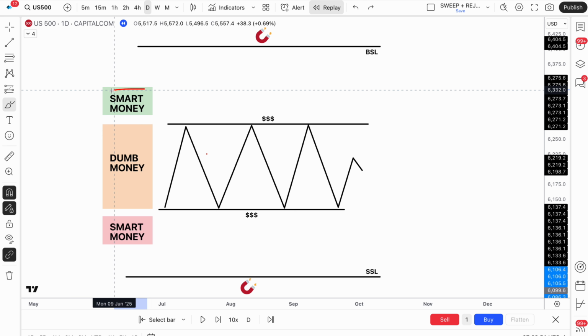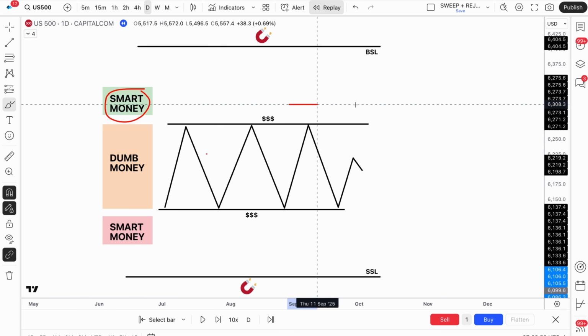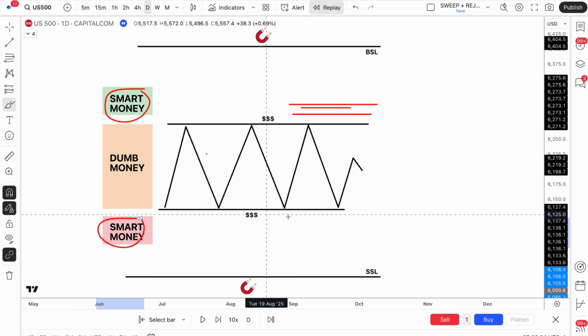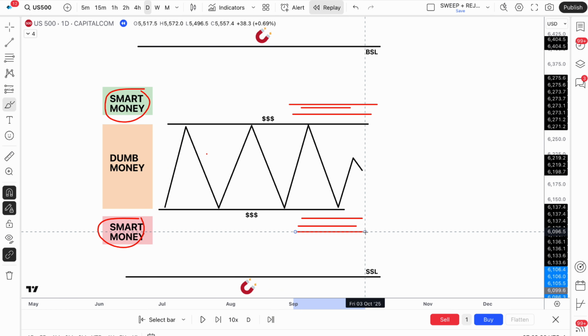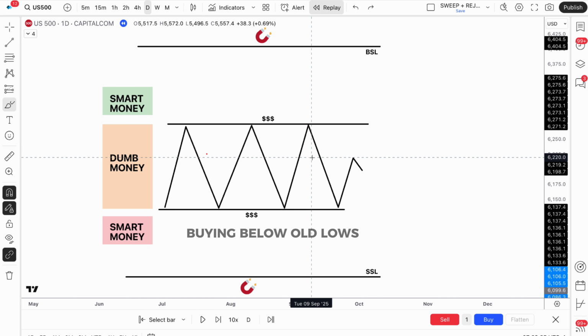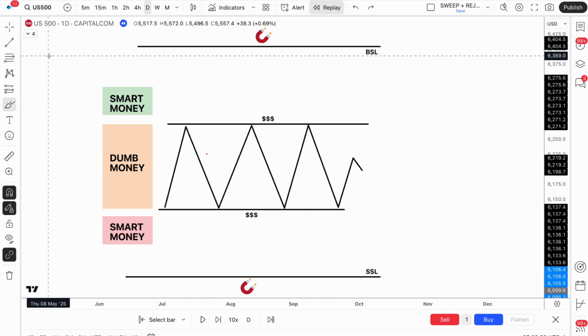And so smart money are looking at selling once we've raided buy-side liquidity. Smart money are also looking at buying once we've raided sell-side liquidity. Everything else is literally just dumb money in the market. So the definition of turtle soup is buying below old lows and selling above old highs. But of course, it's not as simple as this.